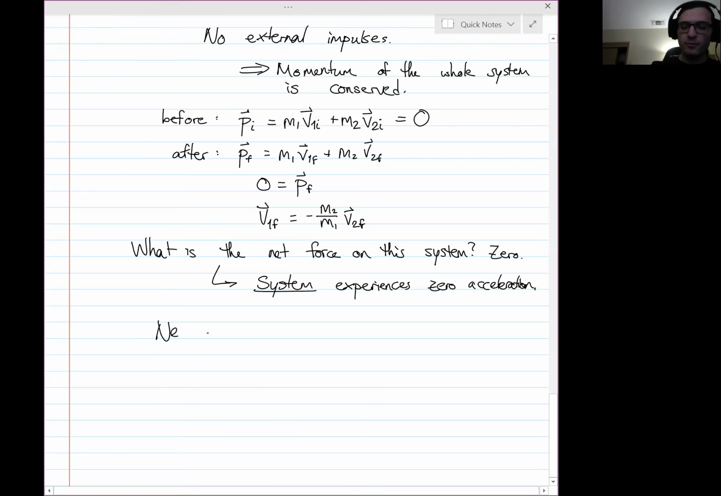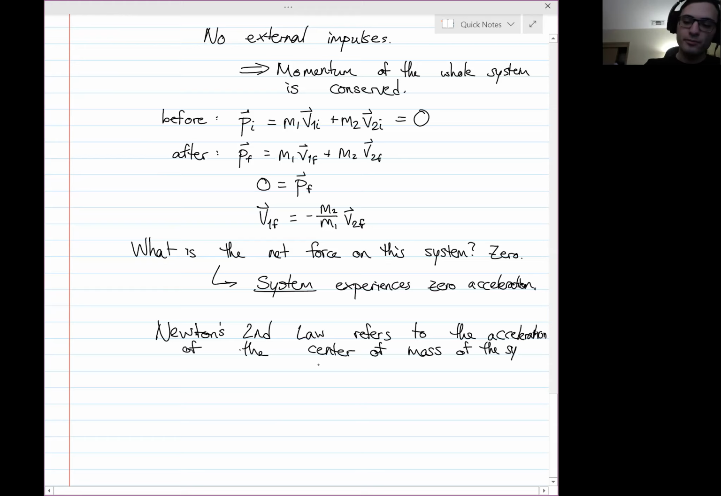Newton's second law refers to the acceleration of the center of mass of your system. No net force means we can use momentum conservation. Yes. Newton's second law refers to the acceleration, the A in F equals ma, the acceleration of the center of mass of the system. So I didn't actually explain what the center of mass was at the time, and I promised I'd get to it, so we're getting to it.